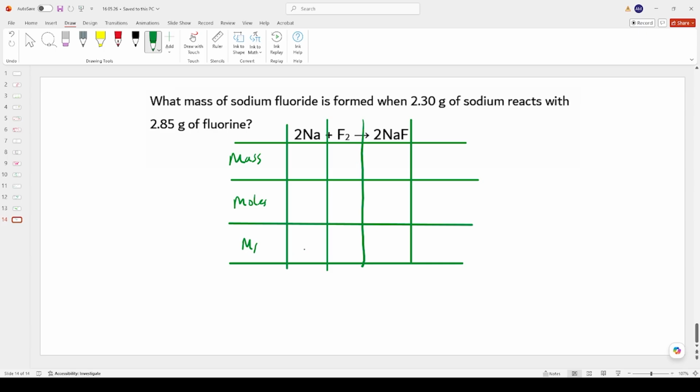What's the MR of Na? 23, right? Fluorine 19. And then NaF is going to be 42. Na 23 plus fluorine 19, yeah, it's 42. Fluorine gas is 38 because there's 2.